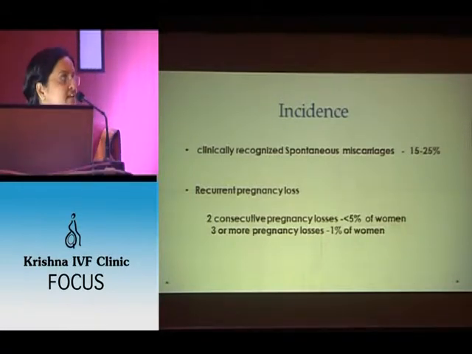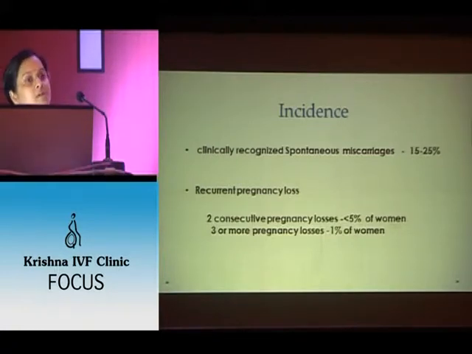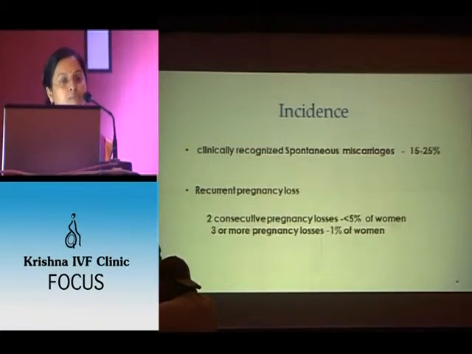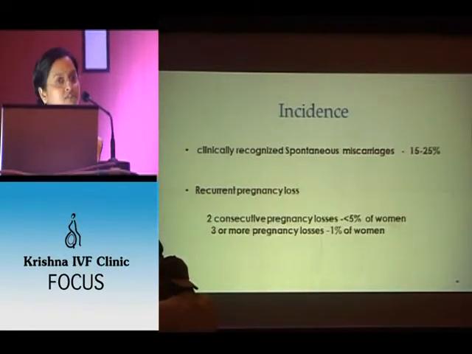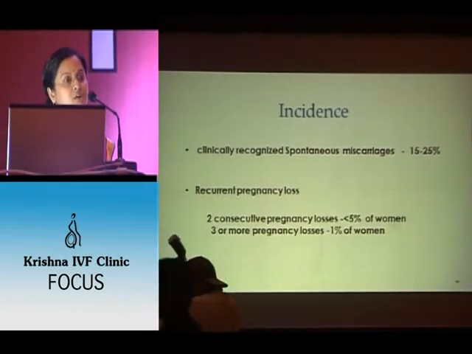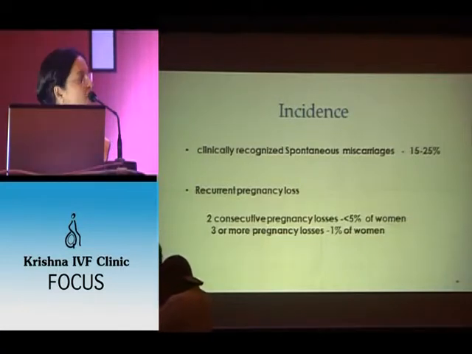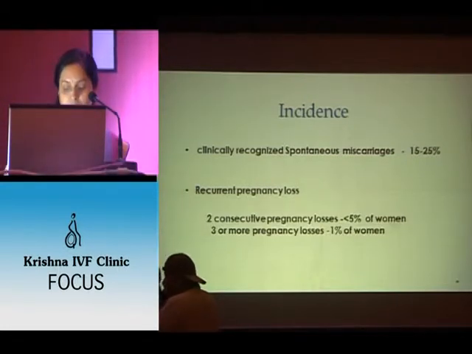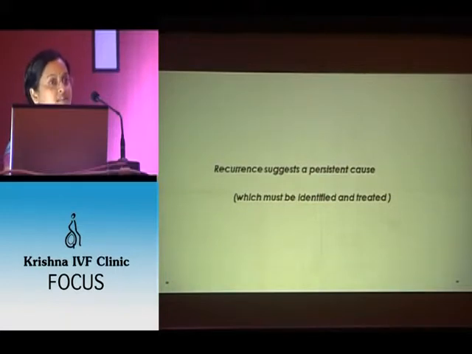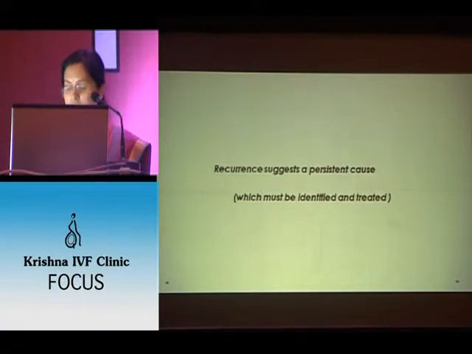Well, clinically recognized spontaneous miscarriages are seen in almost 15 to 25% of pregnancies. And most of these pregnancy losses are due to structural chromosomal abnormalities in the fetus. In contrast, less than 5% of women will experience 2 consecutive pregnancy losses, and 1% of women will experience 3 or more consecutive pregnancy losses. Recurrence suggests a persistent cause. As doctors, we are needed to identify it and treat the condition and give an answer to the couple.